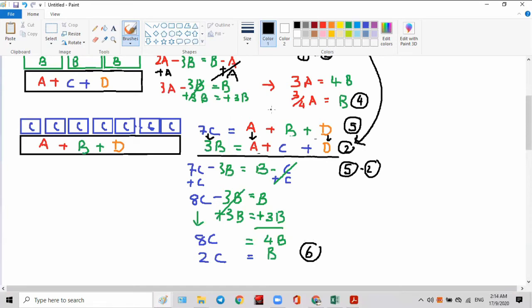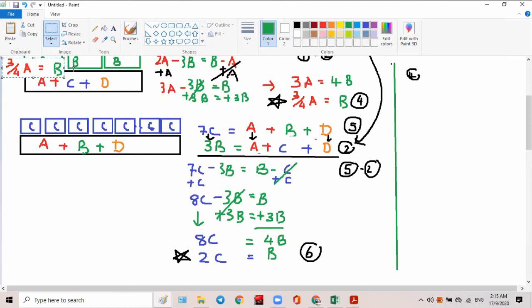If you look at this here, this is the association of B with A, the relationship of B with A. And now I have the relationship of B with C. Okay, obviously you look at statement number 4, which I write here. So you can see statement number 4, B is actually equal to 3/4 A. And for statement number 6, B is actually equal to 2C.